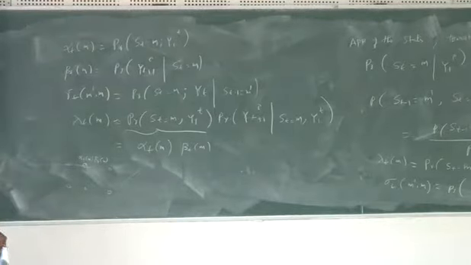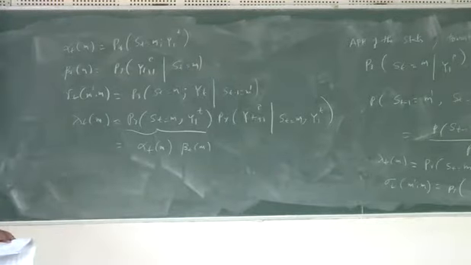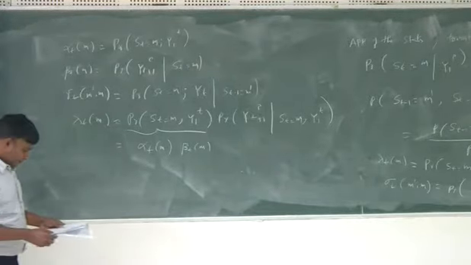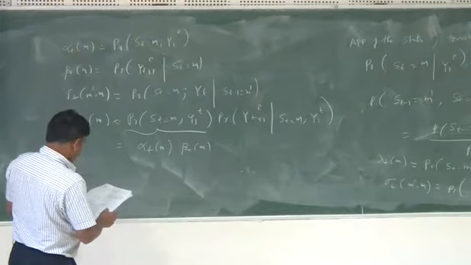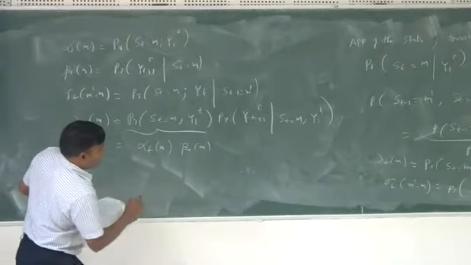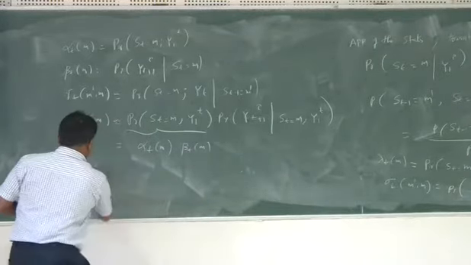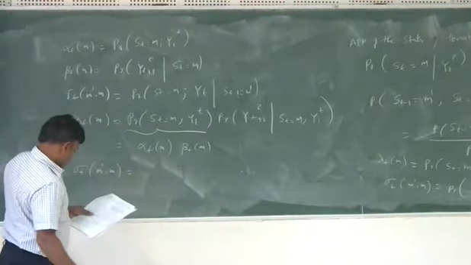So how is this defined? We already introduced this gamma t of m prime comma m, we already introduced it.